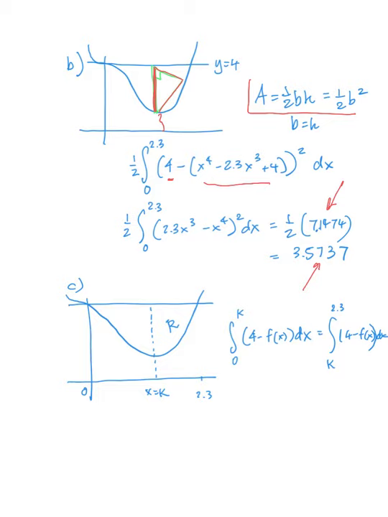All right, part C says set up but do not solve an equation involving an integral expression that gives a solution for k, where k divides this region R into 2 equal parts. And so that region R is going to be defined by from 0 to 2.3, but I'm going to divide it into 2 parts so that from 0 to k is going to also equal from k to 2.3, and you do not have to solve that.